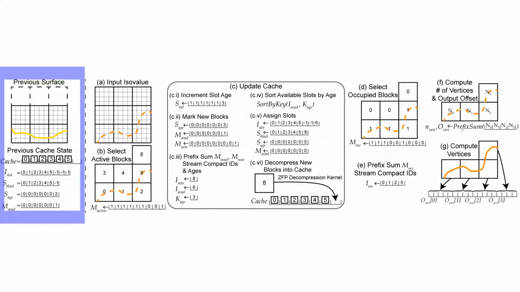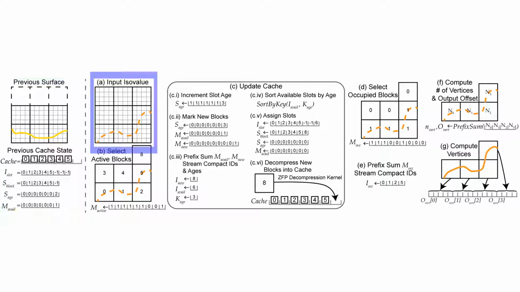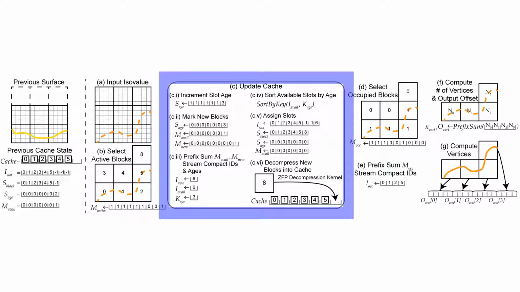Starting from an existing cache used to compute a previous surface, or an empty one, we wish to compute the surface at the new ISO value, shown in A. In B, we find the blocks that contain the ISO value, or are needed to provide neighbor data for the blocks containing it. In C, we determine which of these blocks are already in the cache, and those that must be decompressed and added to it.